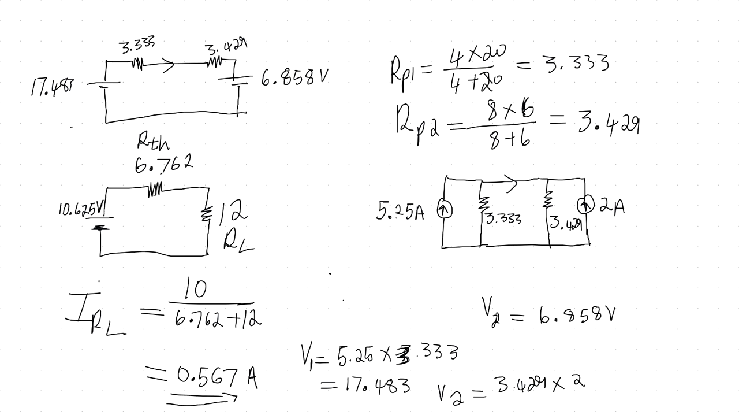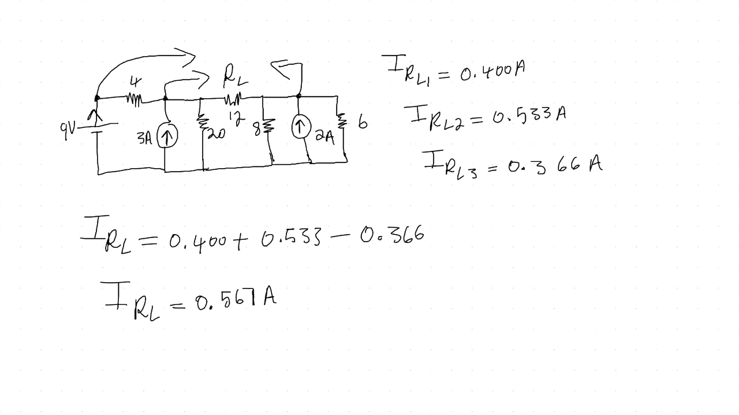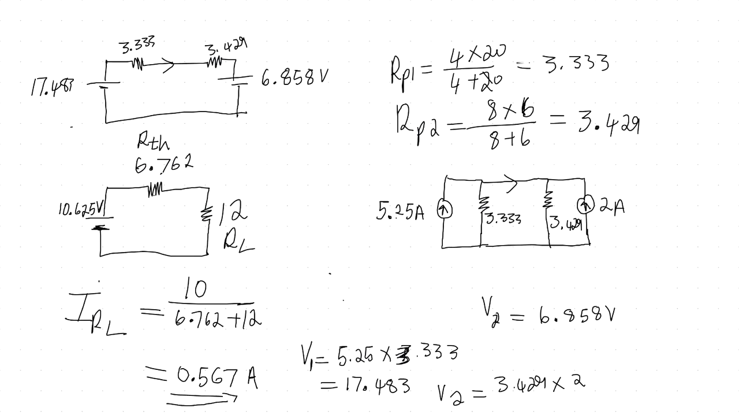We first applied superposition. The laws will always give you the same answer at the end, so let's confirm. Are they the same? Yes, they are the same. Here we applied superposition, and the current is 0.567. Here we applied Norton and Thevenin, so 0.567. The current is still the same. So that's how we apply Norton and Thevenin as well as superposition.